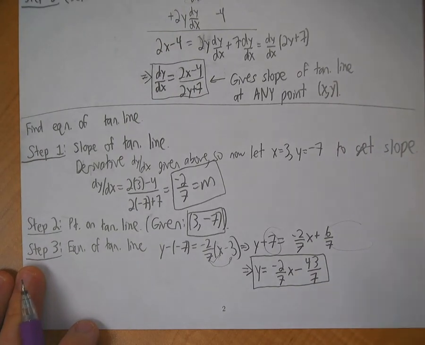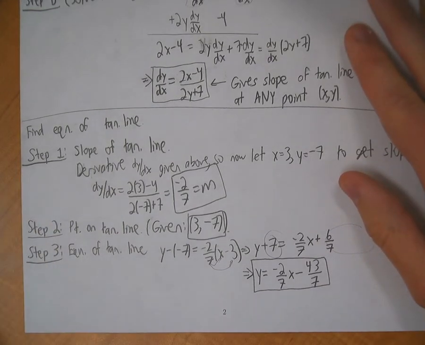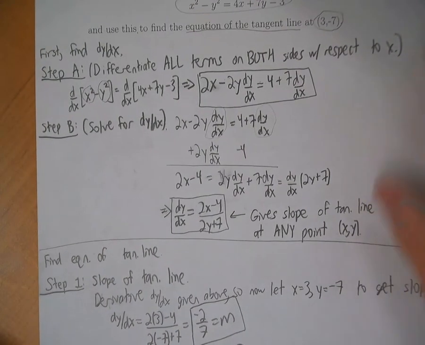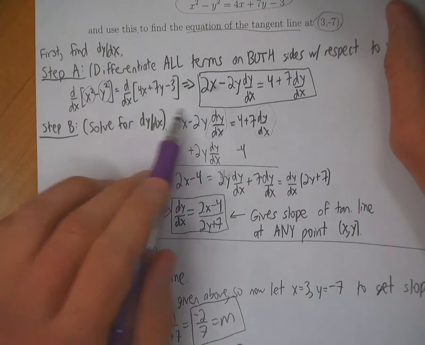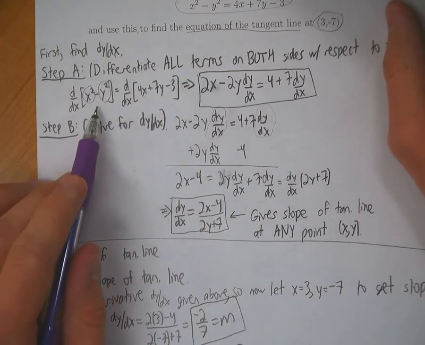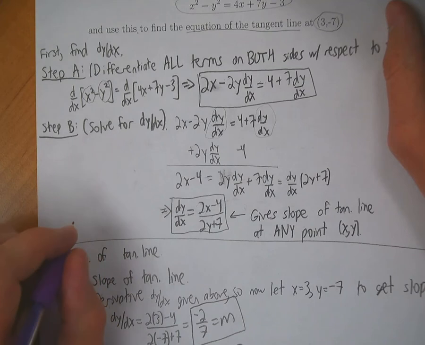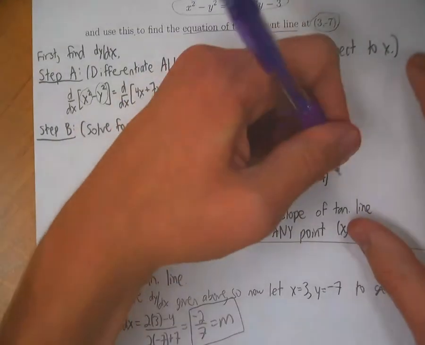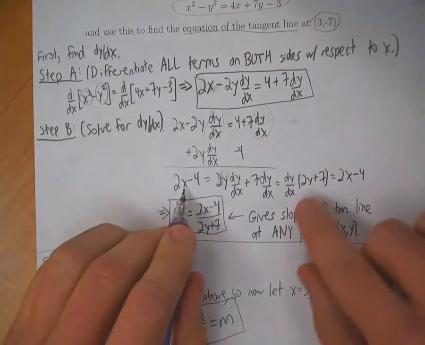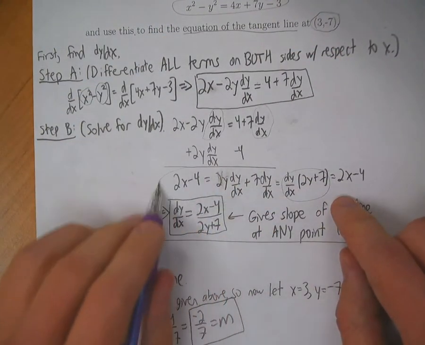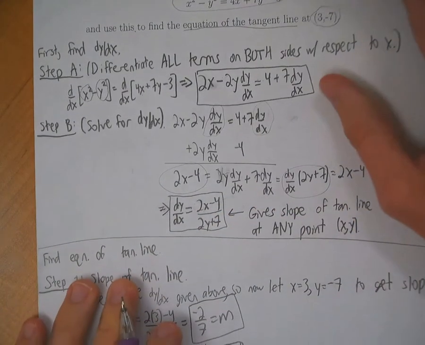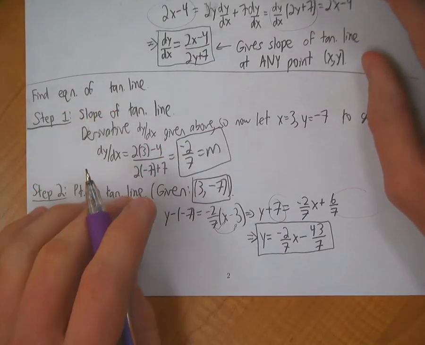In the first step? Step 1 or step A? Yeah, step A, the one where you find dy over dx. How did you get, in the last step, from 2x minus 4 equals dy over dx times 2y plus 7, how did you get 2x minus 4 over 2y plus 7? I just divided 2y plus 7 over to the other side here. So we have 2x minus 4. Because remember, this expression here is equal to this, right? Mm-hmm. So then you just divide 2y plus 7 over to the other side. Oh, okay.